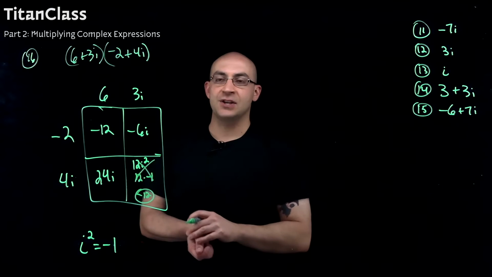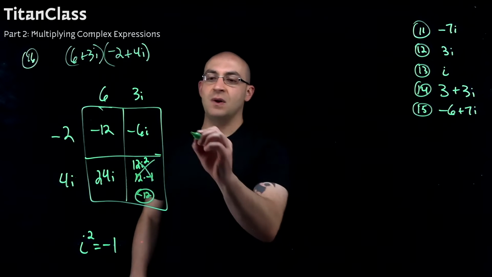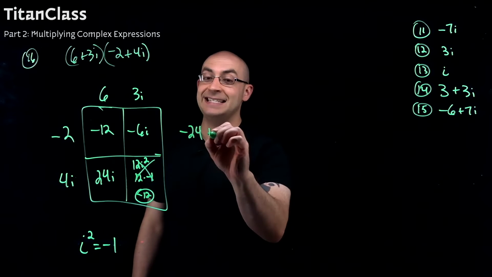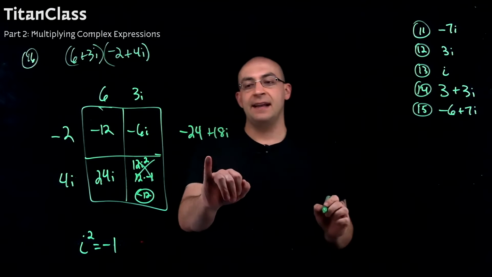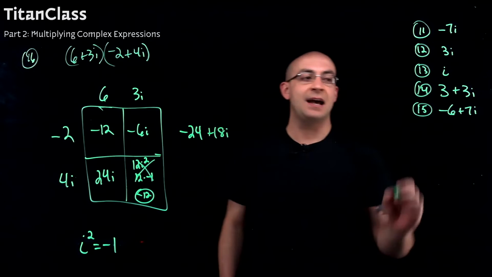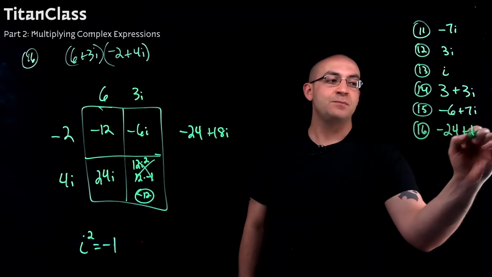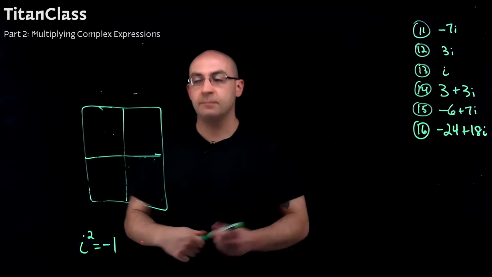Now I'm going to combine like terms. Negative 12 minus 12 is negative 24. And 24i minus 6i is 18i. And that's my final answer. It is in the form a plus bi, so we're good. 16 is going to be negative 24 plus 18i. Okay, 17.